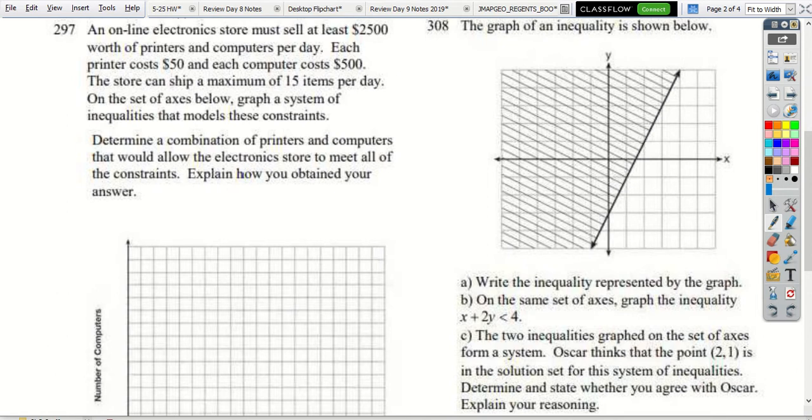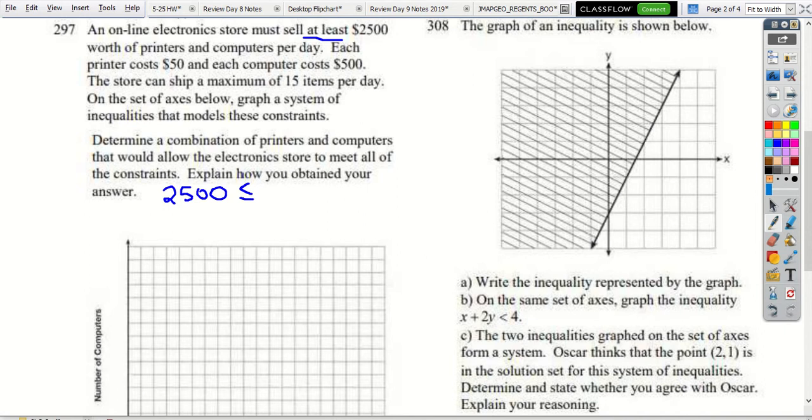All right, online electronics store must sell at least 2,000. All right, just waited till we got rid of that lovely sign. So the store must sell at least, ooh, there's our at least, $2,500. So we know that the amount is going to be $2,500. Now, we want to sell at least that amount. So that means we have to have that much or more. So we want to be greater than or equal to, to be at least, okay?